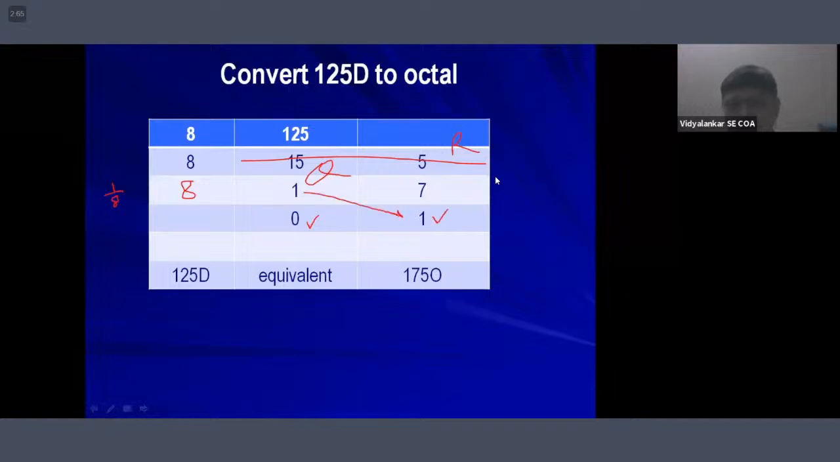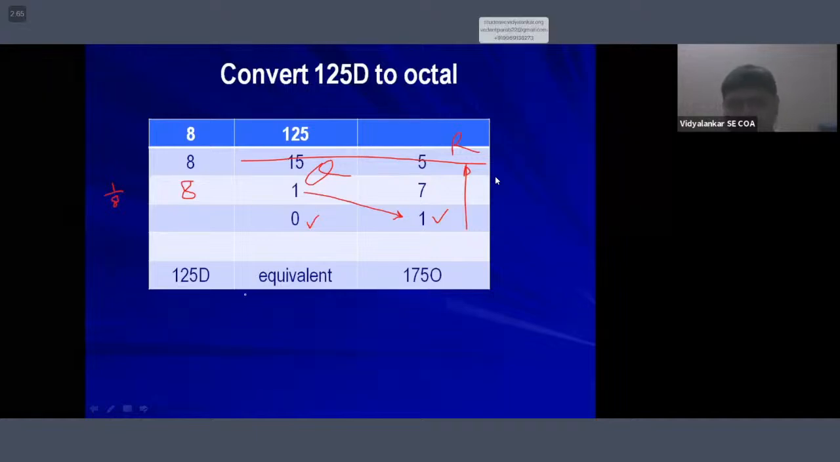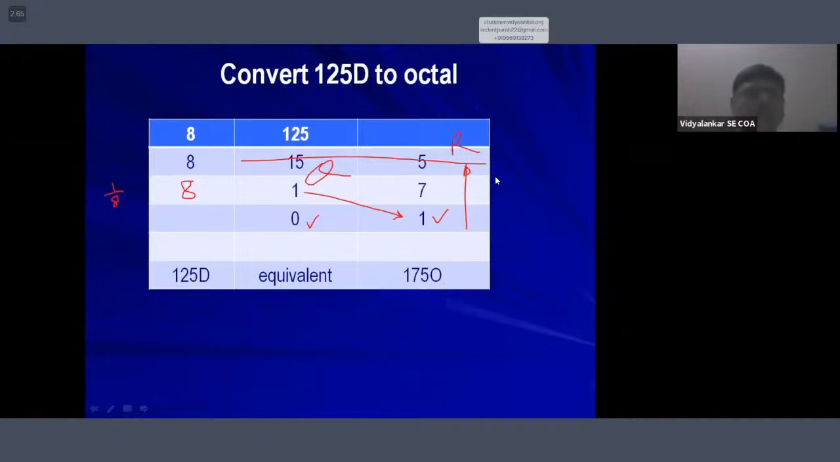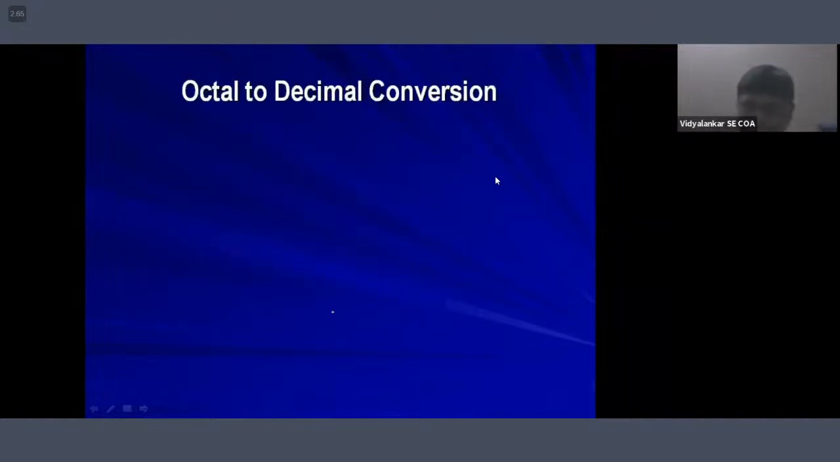See, very similar to binary. And we collect all the digits from bottom to top as usual. So I collect 1, I collect 7, and I collect 5. This is 175 octal. So 125 decimal is equivalent to 175 octal, and our conversion is complete. You must have noted that we are using the same algorithm as decimal to binary, division by 8 instead of division by 2.